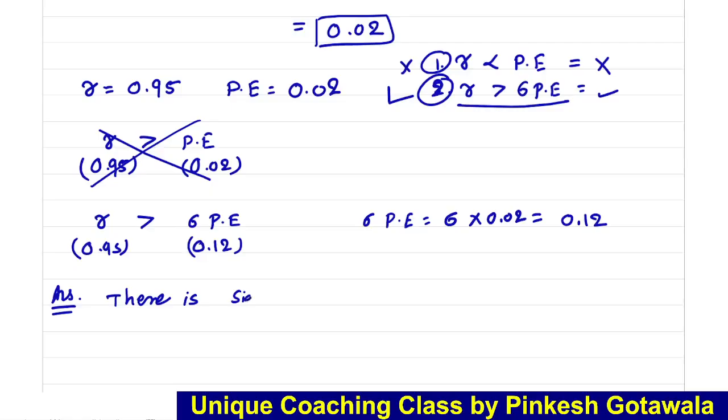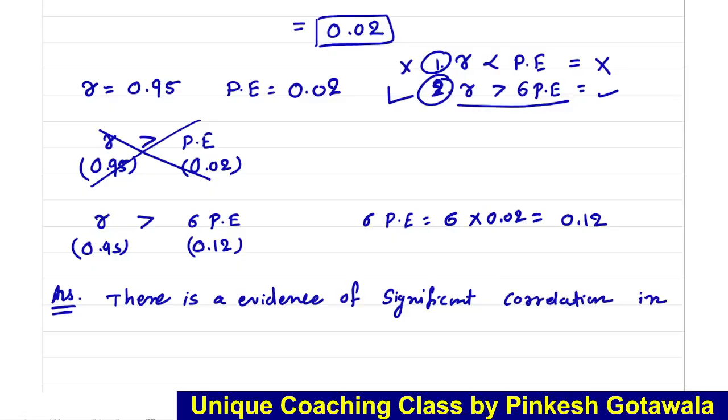There is a significant, there is evidence of significant correlation in the population. Okay, there is evidence of significant correlation in the population.